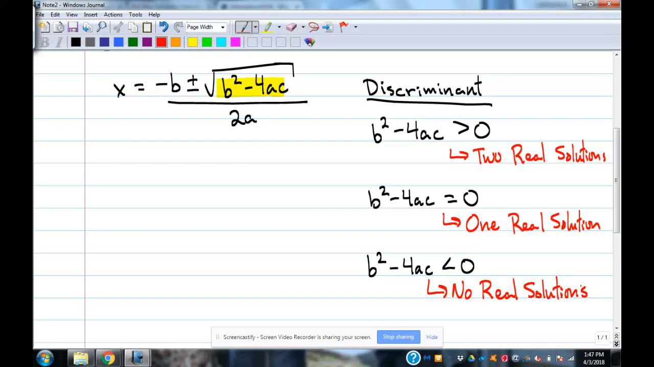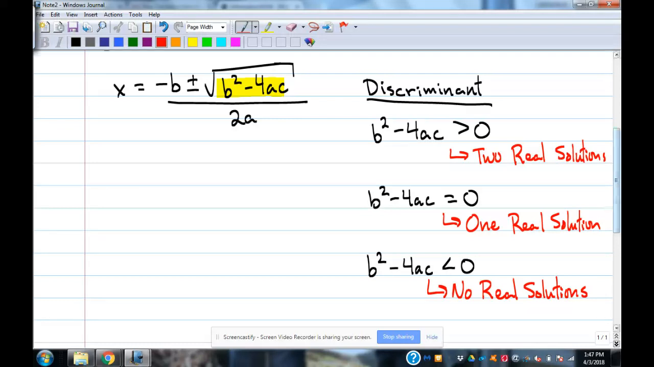Okay? If it's positive, we get 2 answers. If it's equal to 0, we get 1 answer. If it's less than 0, we get no answers. You have to put both of the solutions. Yeah, if there's 2 solutions, we'll find both of them.